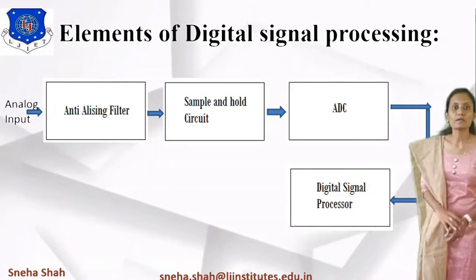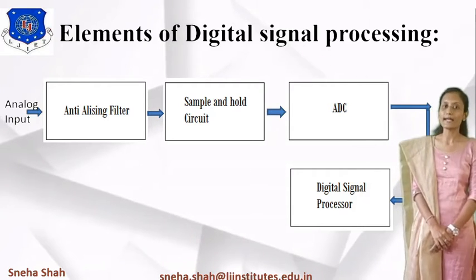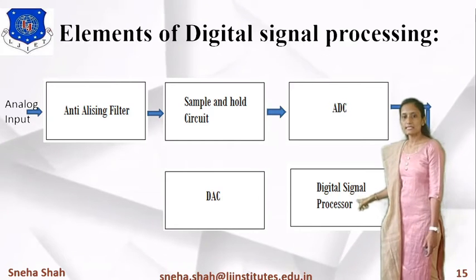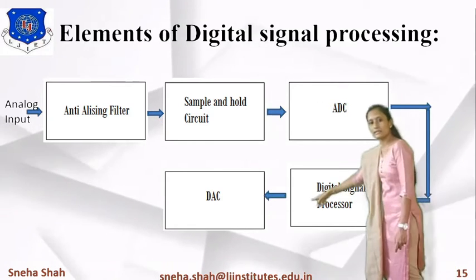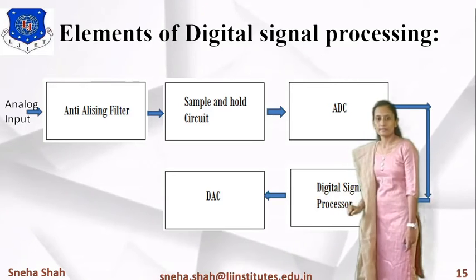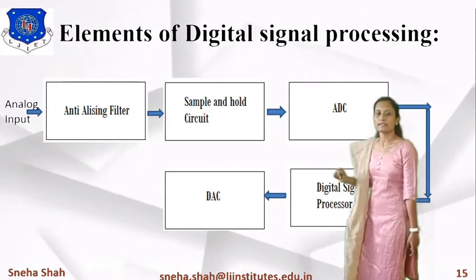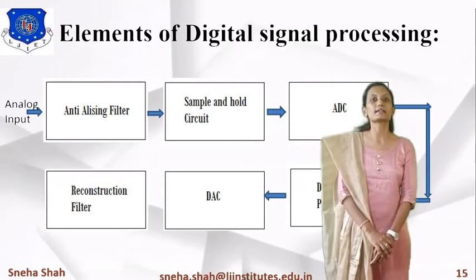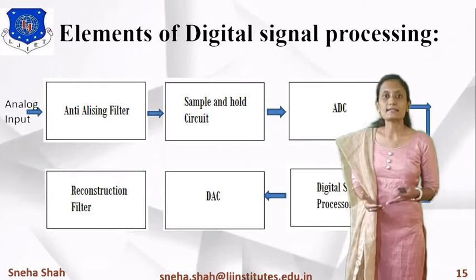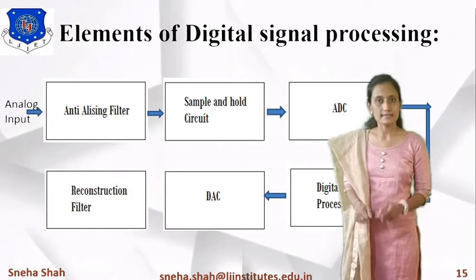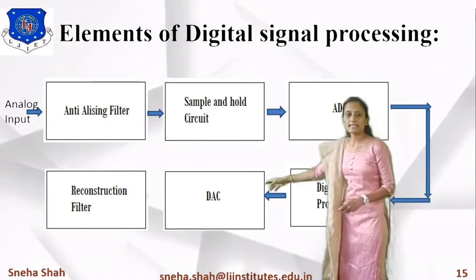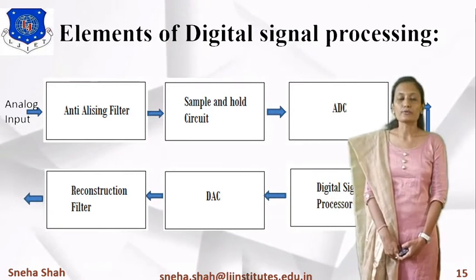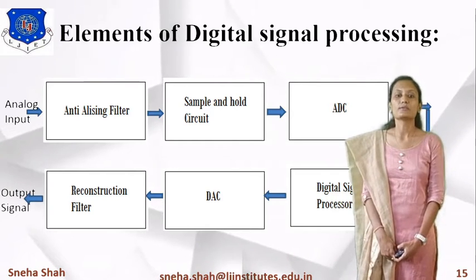So we have to convert this digital signal into analog by using the digital to analog converter. The output of the digital signal processor is given to this digital to analog converter, which converts the digital signal into analog form. Its output is given to the reconstruction filter, in case noise occurs in the reconstruction of the signal. The output of this DSP is given to the reconstruction filter, and it will give you the output signal which you require.